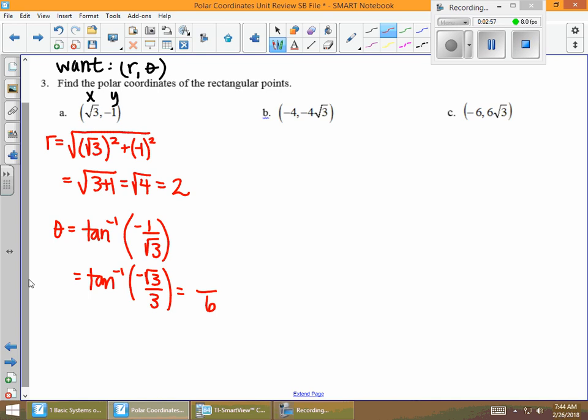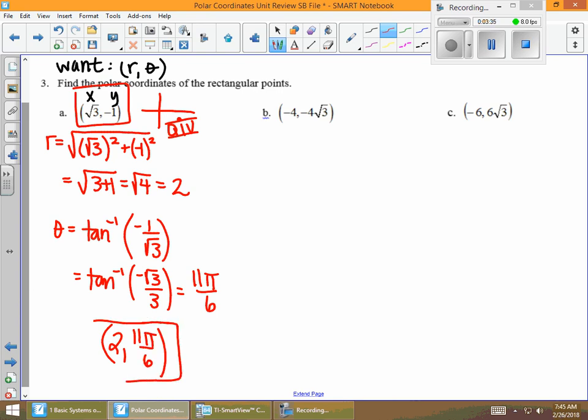But let's look back at what quadrant this rectangular coordinate point should be in. So I have a positive x and a negative y. So I should be in quadrant 4. And that's important. That tells me what 6 should be. So this isn't just any 6, it's 11 pi over 6. So our angle, or I'm sorry, our polar coordinates for radical 3, negative 1 is 2, 11 pi over 6. Our theta.